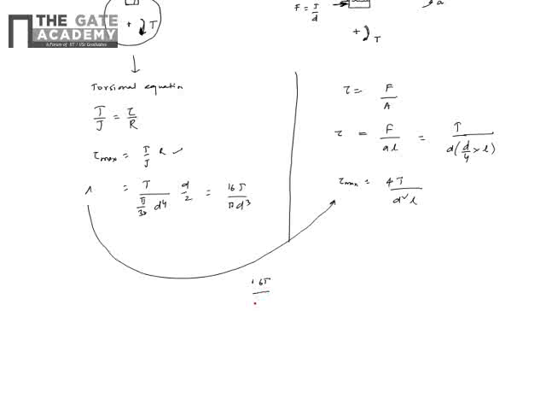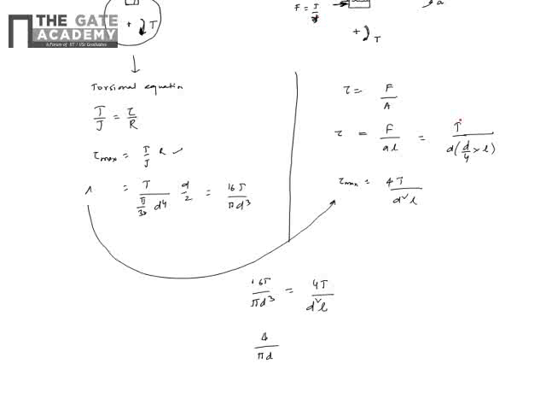So 16 T by pi d cube is equal to 4T by d square L, and what is asked is what is L. So T gets cancelled. This is 4 pi d. So this is 16 T by pi d cube. Now d by 2 is the radius actually, because force into radius is your torque.